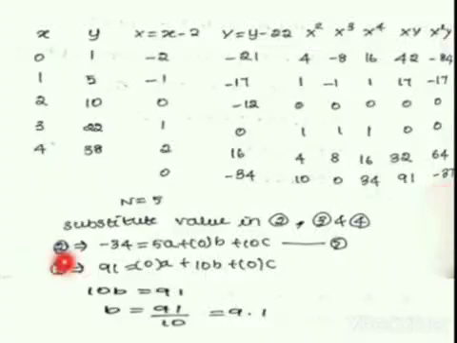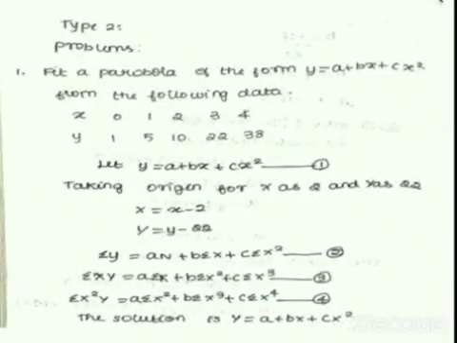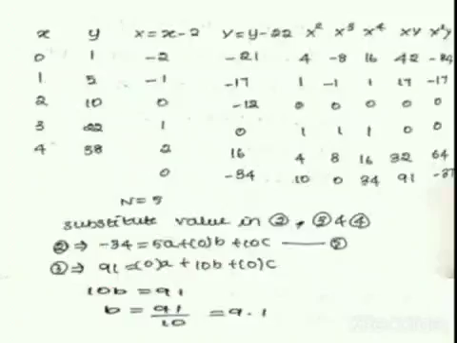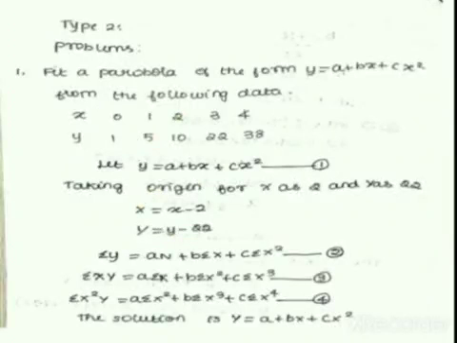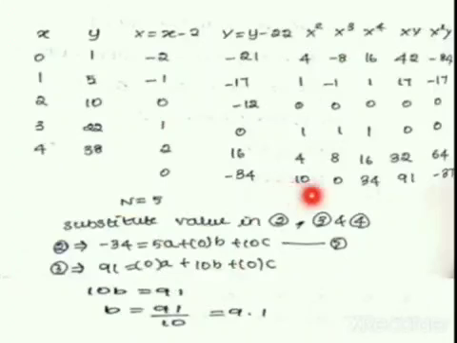So equation 2 implies minus 34 is equal to 5a plus 0b plus 10c. If you substitute the values, n is the number of data given here, so 5 data. So n is 5: 5a plus b times summation X, which is 0, so b is multiplied by 0, plus c times summation X square, which is 10, so you will get 10c. This is our equation number 5.